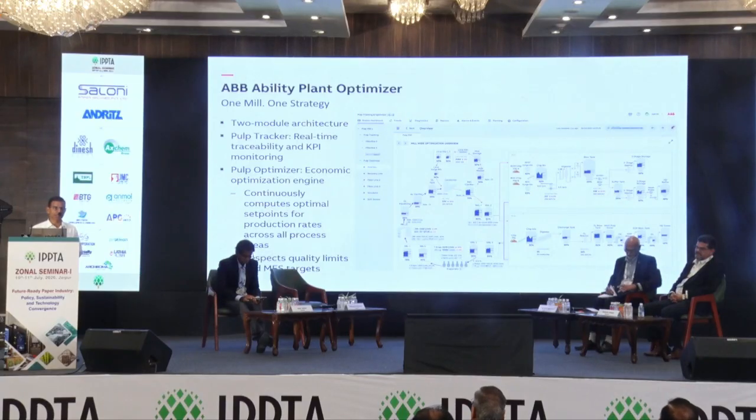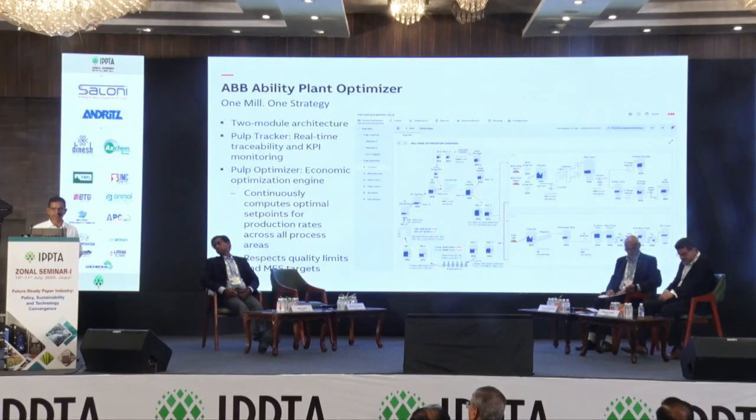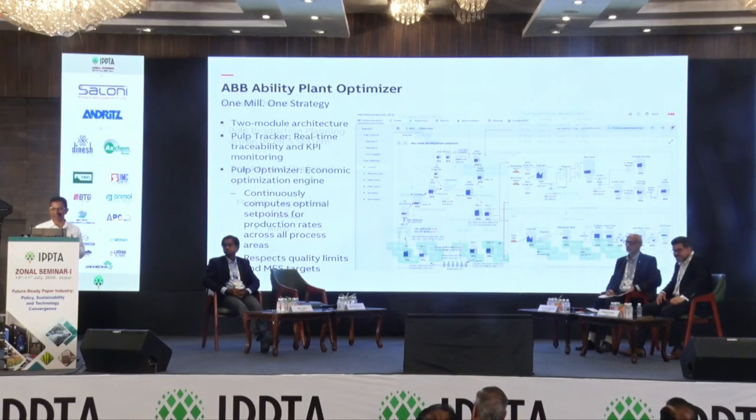It also helps in diagnosing, for example, if there is any quality deviation in the pulp. And also it helps in coordinating rate change management. And the pulp optimizer, as you have seen already, actually does economic optimization. It also has predictive capabilities, and it can be configured for multiple fiber lines as well.